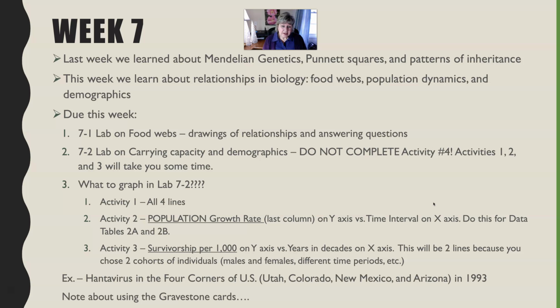Just be sure and look at them before you start using them because they're organized, which is kind of weird to me, but they are organized, and they're organized by, like, babies are in one section. So anyway, look at the gravestone cards before you even start using them. And if you want to, you can mix them up, but just look at them first.